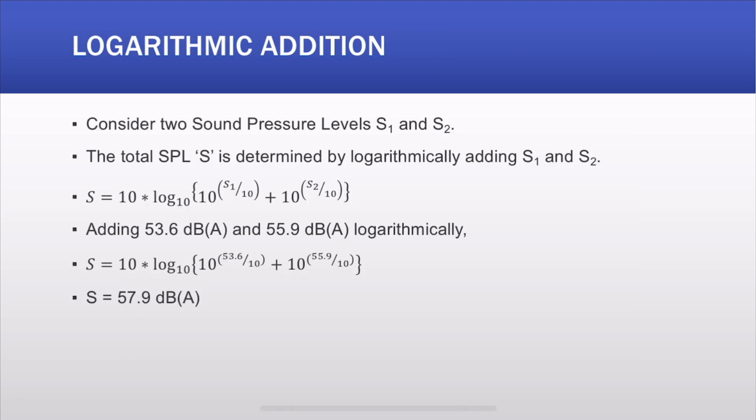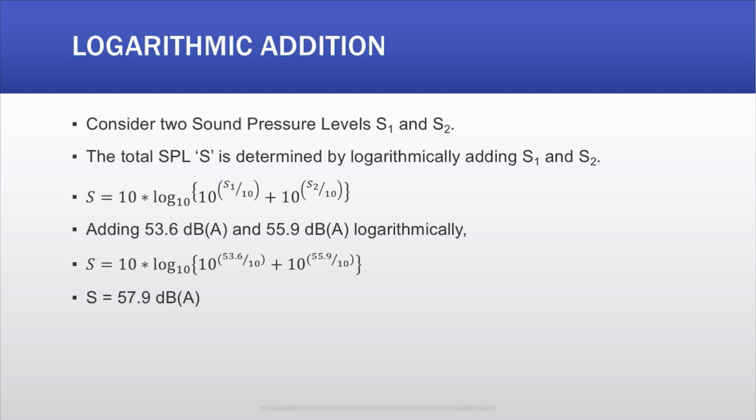So just quick basics about logarithmic addition. If you have two sound pressure levels, S1 and S2, the total sound pressure level is given by this equation. So you just plug in the values. For example, let's say we have 53.6 and 55.9. Simply plug in the values here and you're going to get something like 57.9 dBA. If you want to learn more about logarithmic addition as well, please check the link in the description below.